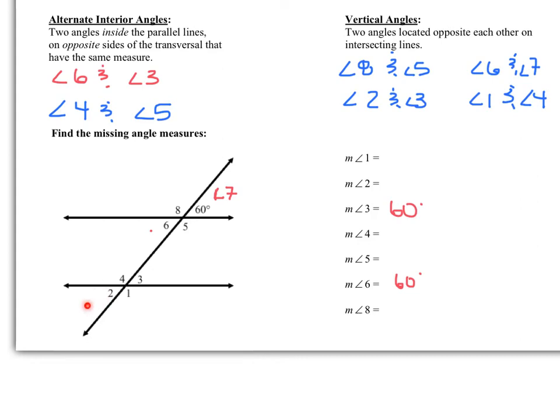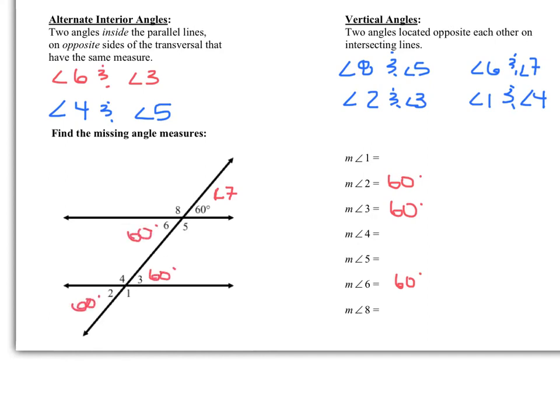Then you could also get angle 2, which is also going to be 60 degrees. A couple reasons for that. You could say it's vertical to 3, it's corresponding to 6, or it's alternate exterior to 7. So a variety of reasons to get those angles. So we have these ones.